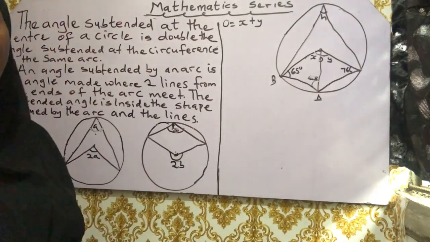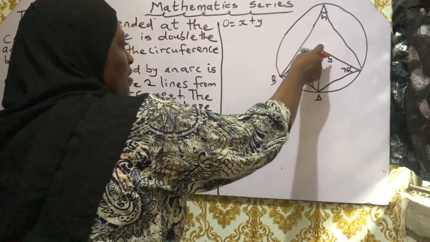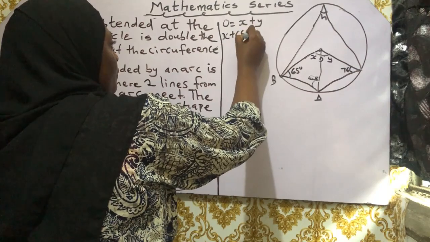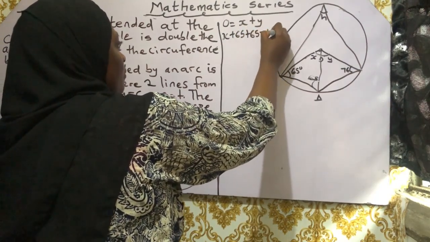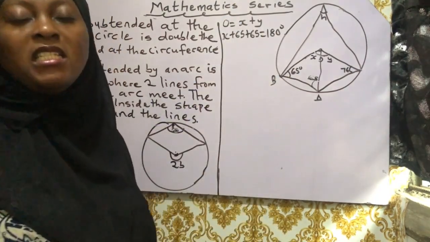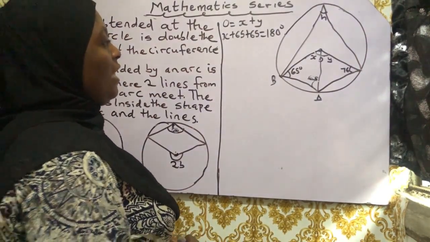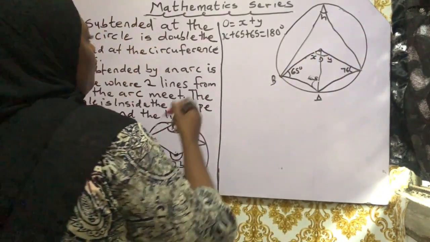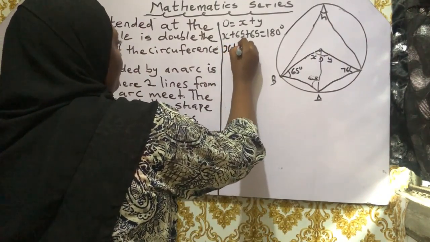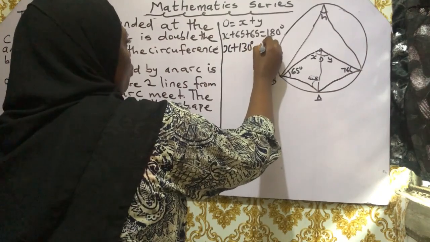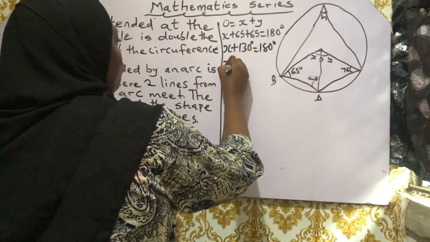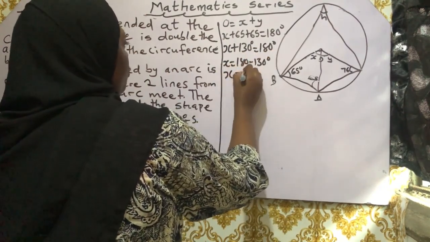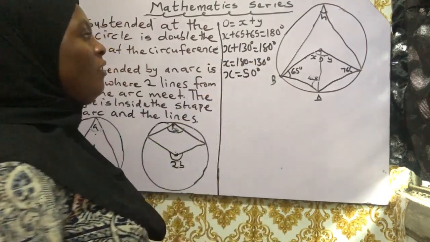So let's try to find X. X plus 65 plus 65 equals 180. And the reason is that the sum of angles in a triangle is 180. So 65 plus 65 gives 130, so X plus 130 degrees equals 180 degrees. So X will be equal to 180 minus 130 degrees. X will be equal to 50 degrees.